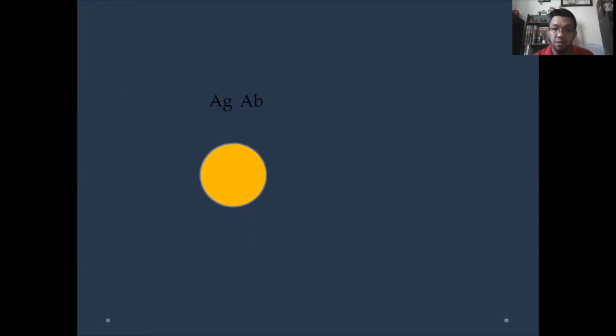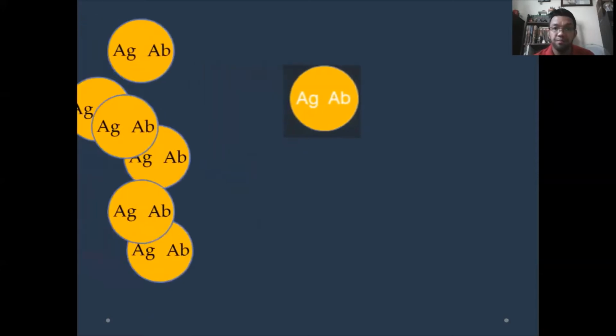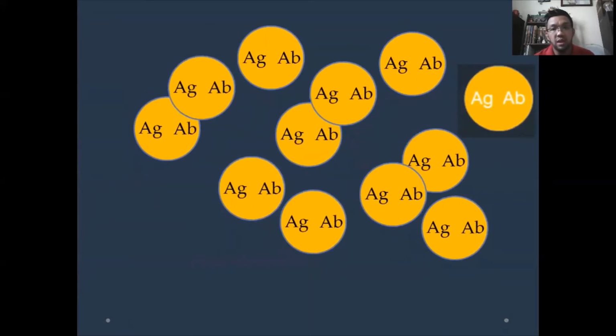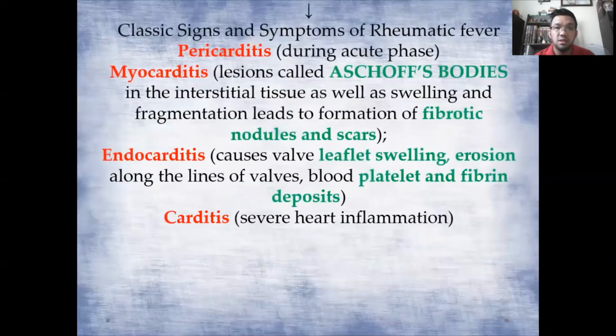So this is the immune system. Once these antibodies are activated, they will accumulate later on or make deposits to the endocardium of our heart.